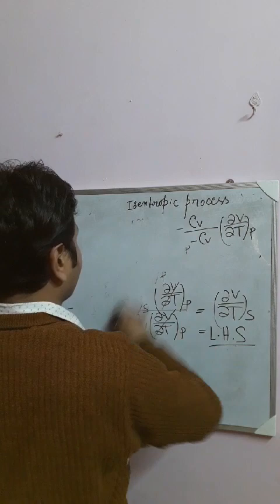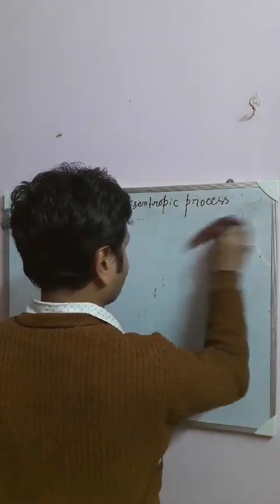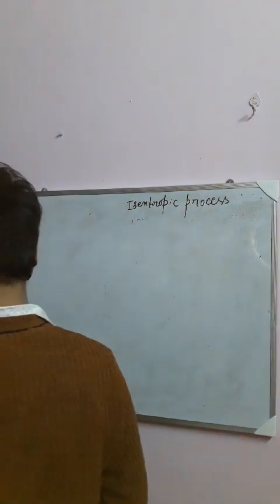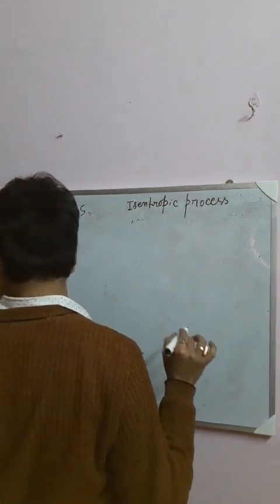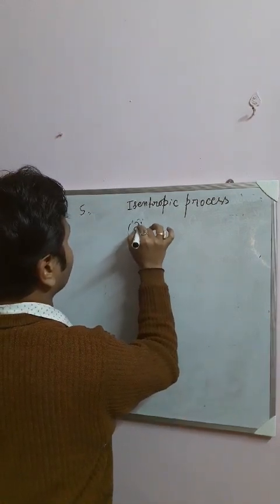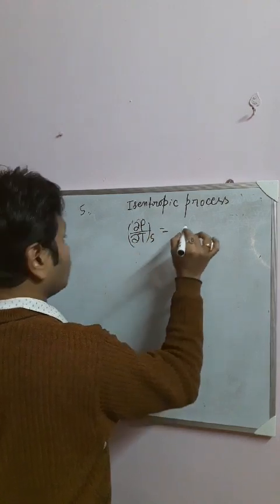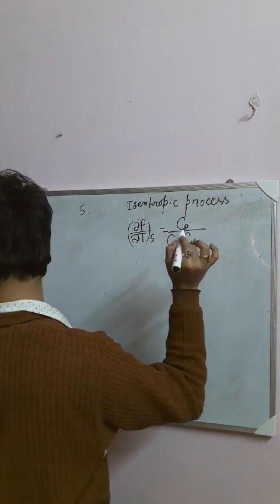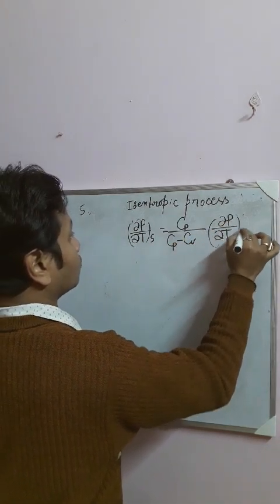So let us do another similar problem like this. Question number 5 of today. For an isentropic process, we have to show that del P del T at constant S equals Cp by Cp minus Cv into del P del T at constant volume.